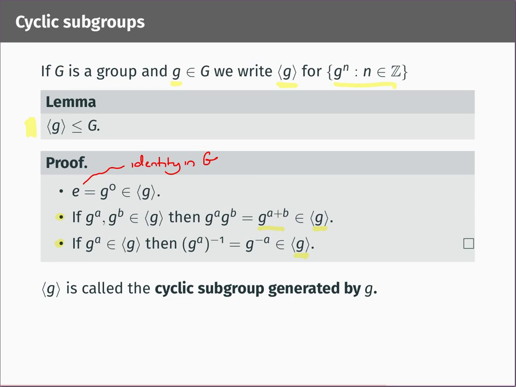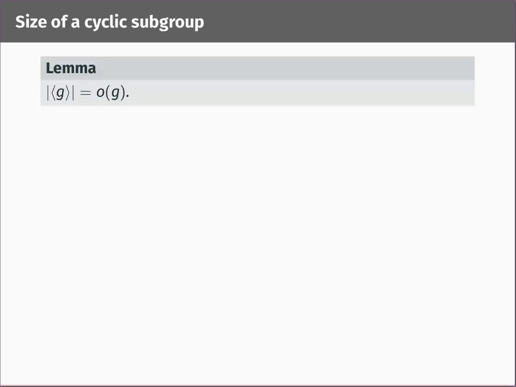We can say a little bit more about these cyclic subgroups. In fact, we can say what their size is. And the claim is that if you have a group element g, then the size of the cyclic subgroup generated by g is equal to the order of g. So let's see why that is true. Of course here we're assuming that this group element does have a finite order. So let's say that this order of g is equal to n. So then what we have to show is that the size of the cyclic subgroup generated by g is n.